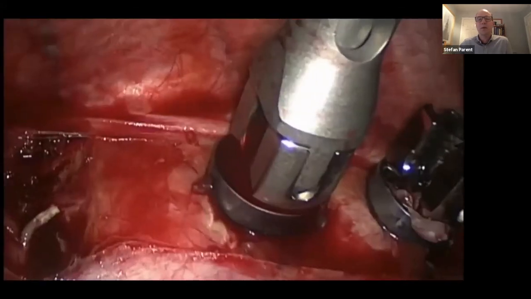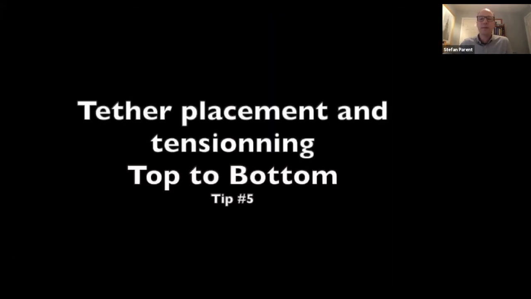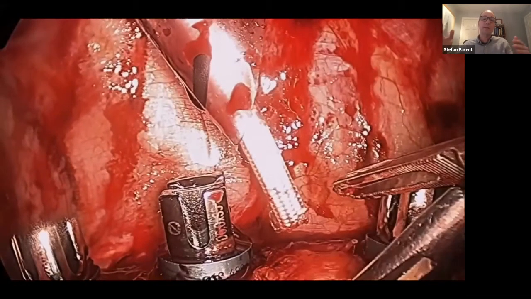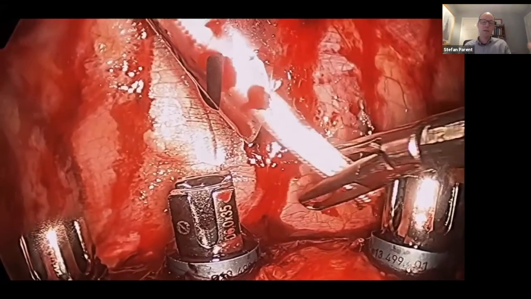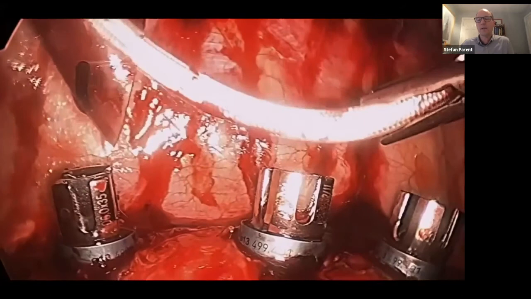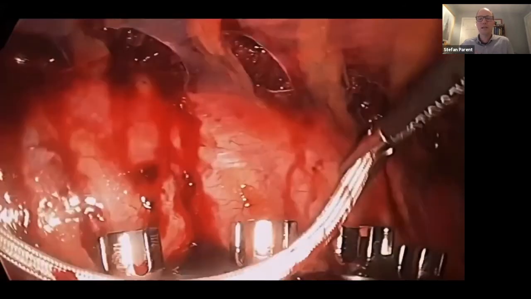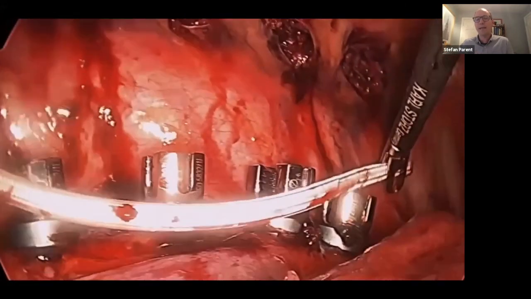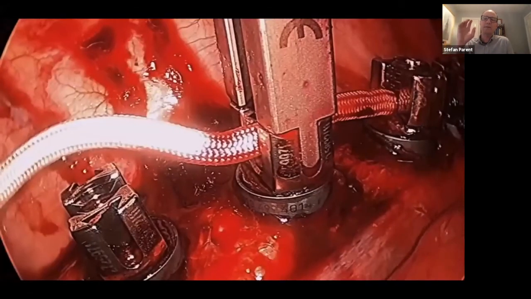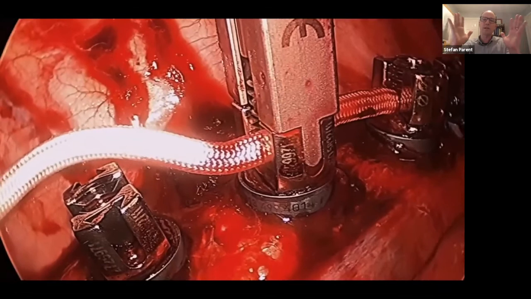So again, good field of view. And then tether placement and tensioning. So I go from top to bottom. Some people go bottom up. Some people go from the middle outwards. I use a technique that I personally call the Tunican opening technique. So you'll see I'll preload my tether on the top. And most of my tensioning is going to be towards the apex.